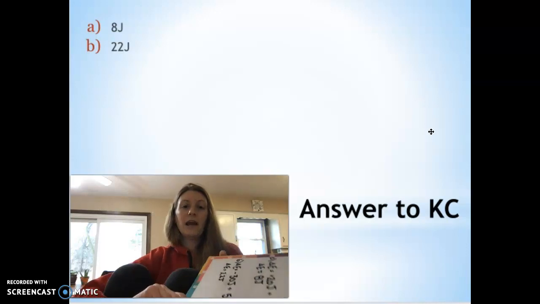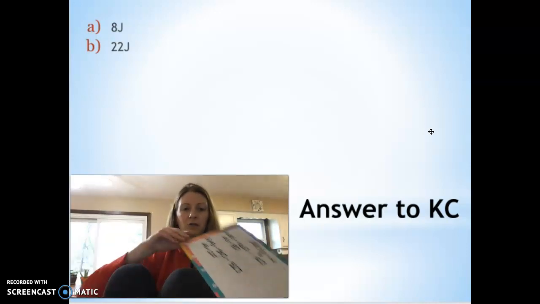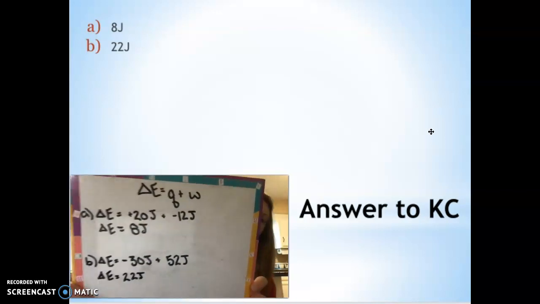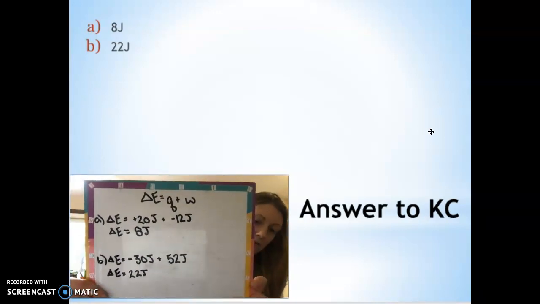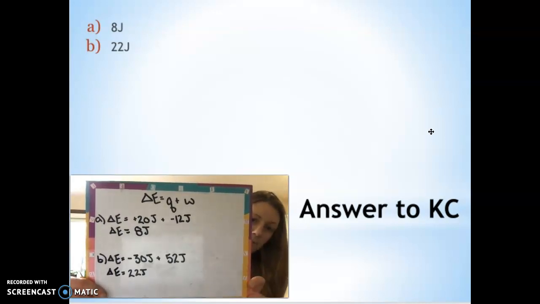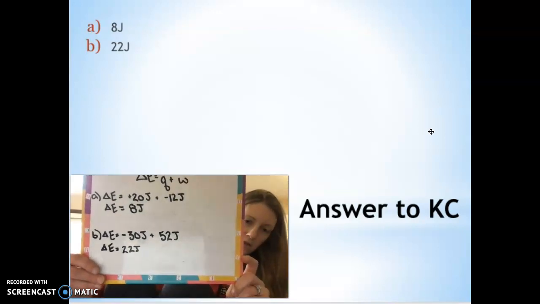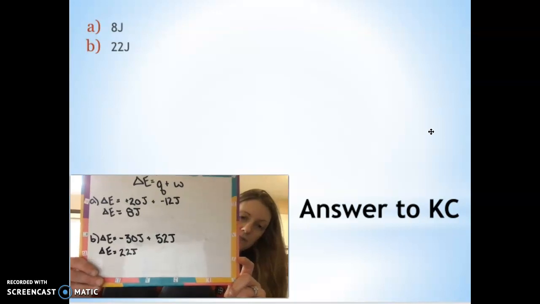All right, so for A, I got 8 joules, and B, I got 22 joules. And that is because you're going to use delta E equals Q plus W. So for A, 20 is positive and 12 is negative, so you get 20 minus 12 to give you 8. And B, the 30 is negative and the 52 is positive, giving us the 22. So negative 30 plus 52 equals 22.